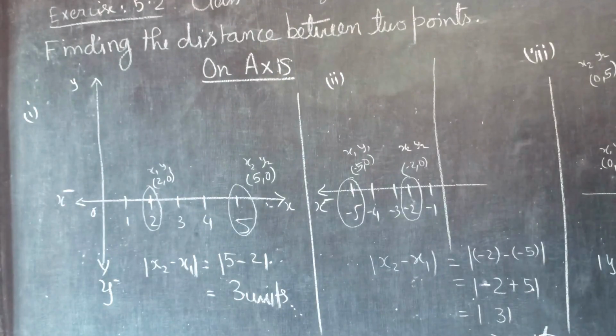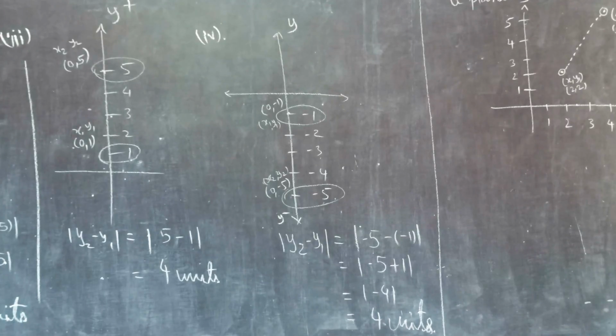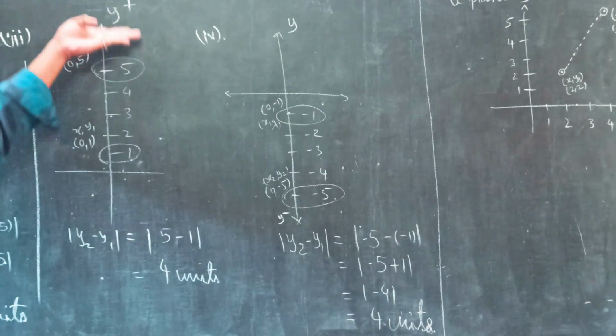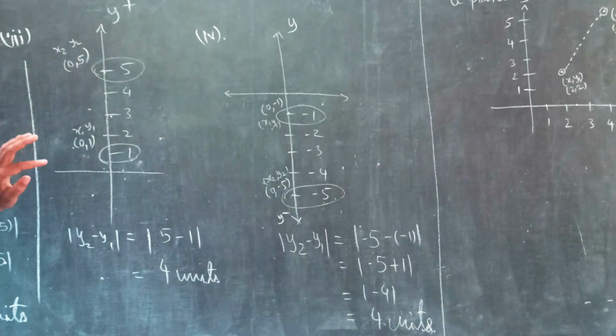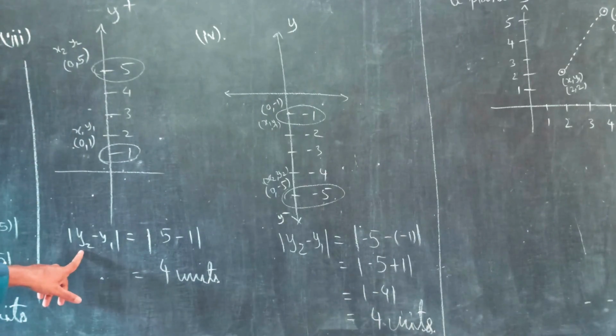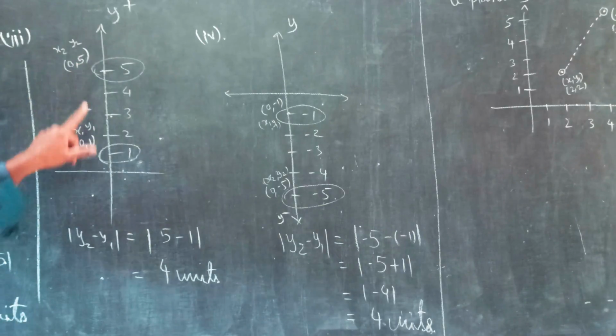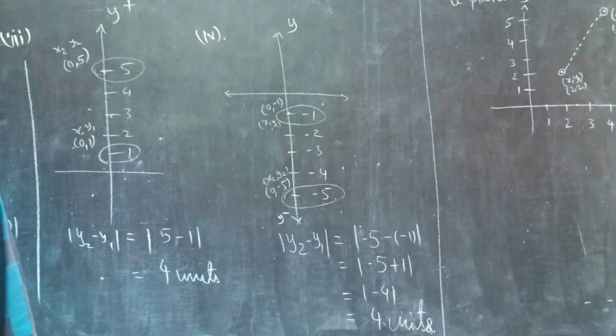Okay. Now, after finding the points on the x-axis, now we are going to find the distance between 2 points on y-axis. If the points are on y-axis, so this is positive y, so I am writing 1, 2, 3, 4, 5. So this can be written as 0, 1, 0, 5, x1, y1, x2, y2. Hence the distance can be written as y2 minus y1, that is 5 minus 1, that is 4 units.